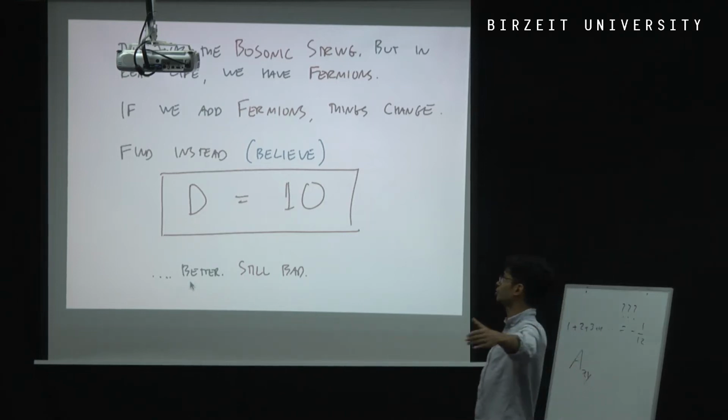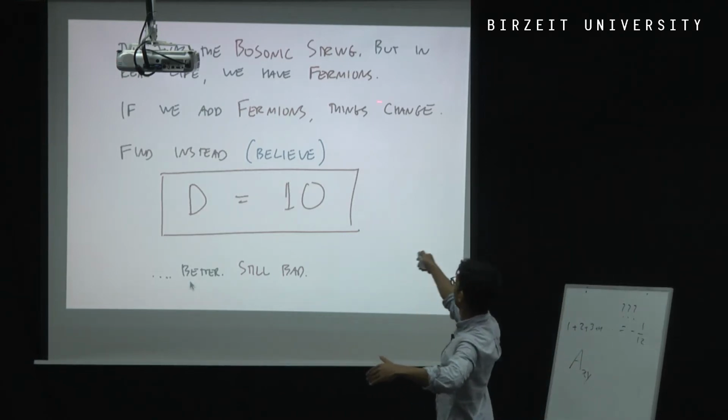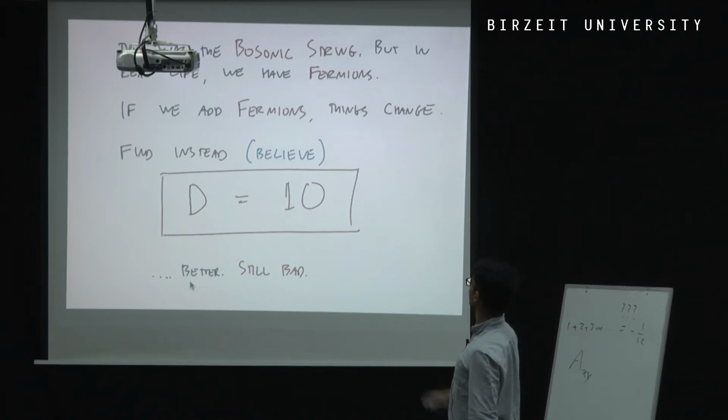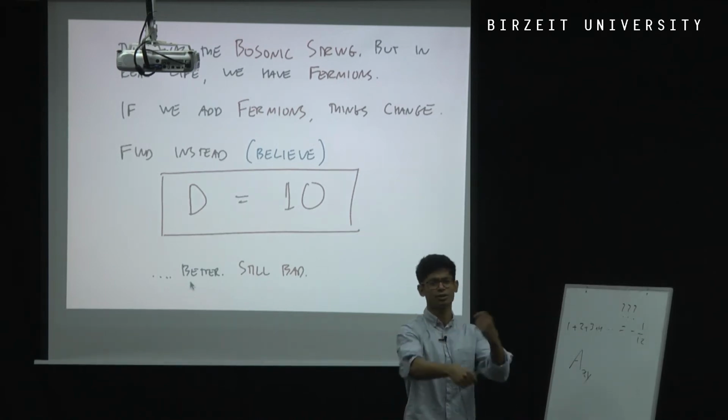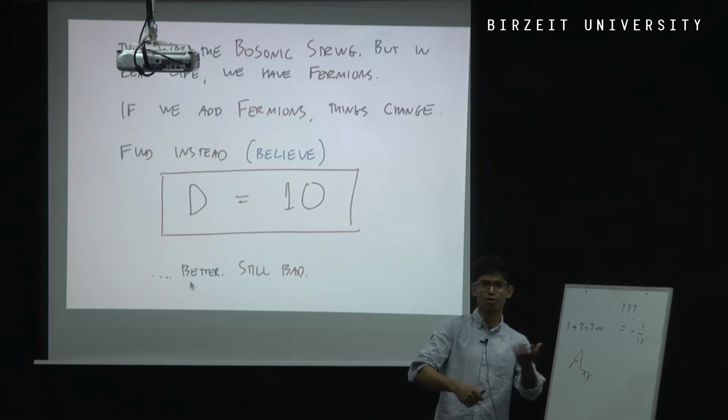This is the first chapter of most string theory textbooks. But now in real life we have fermions. If we add fermions, things change. Their factors are a little bit different. You have to add a couple more things up.